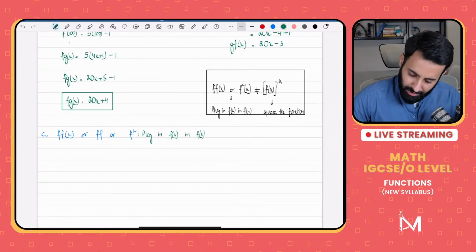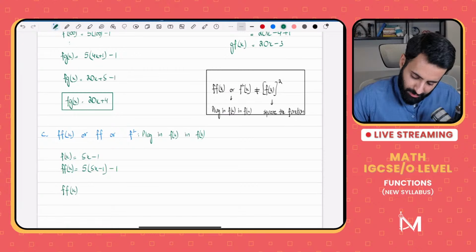So f of f of x, let's do this. f of x is 5x minus 1. So f of f of x is going to be 5 times (5x minus 1) minus 1. So let's see, what do we get? We get 25x minus 5 minus 1, which means that we get 25x minus 6.